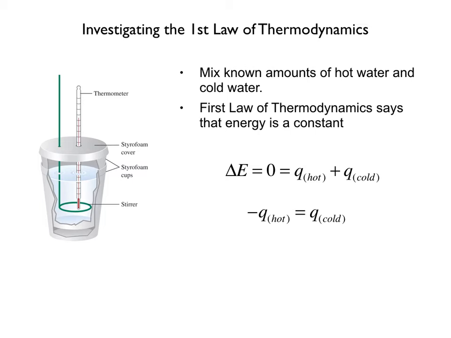Now, that's the heat flow. We can substitute out Q and instead call this negative MC delta T for the hot is equal to positive MC delta T for the cold. And here we can see, in this case we'd be solving that we have the same thing on both sides of our equation.